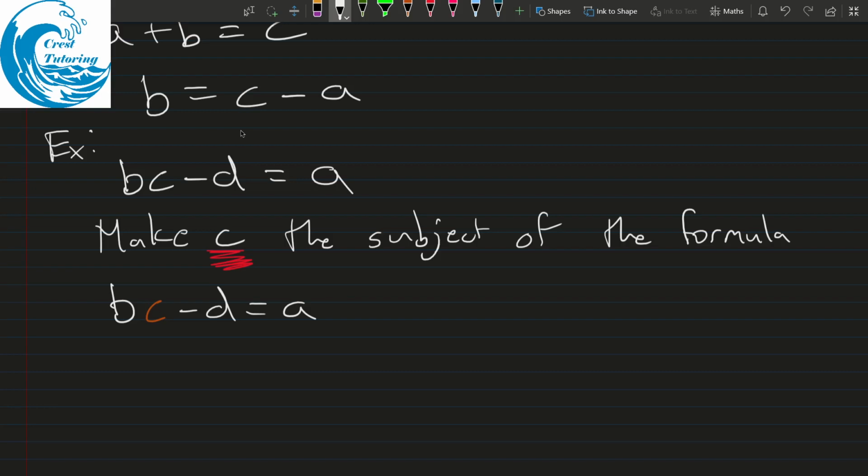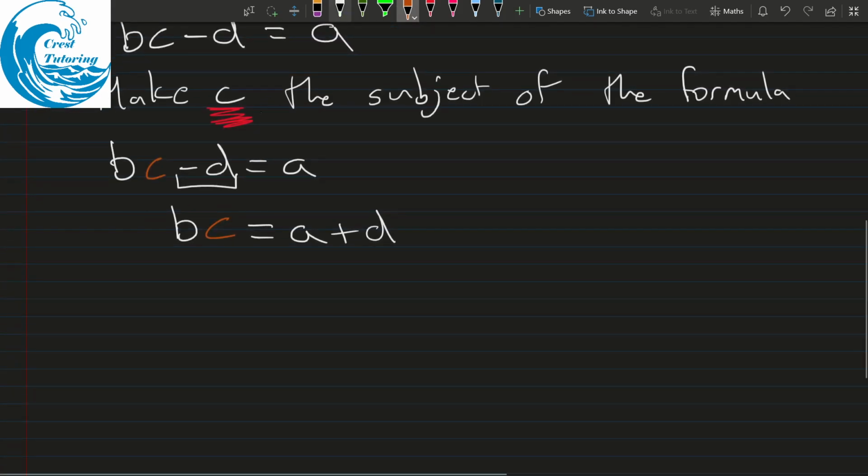So first step is I'm going to bring across d. If I bring that across, it's going to turn to a positive, so I'm going to have bc equals a plus d. Okay, and I must write this in a different color. So now we have bc equals a plus d.